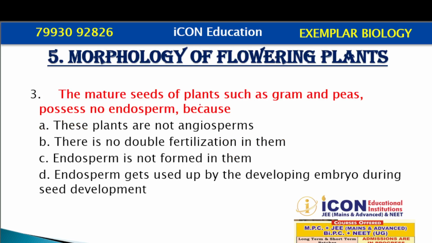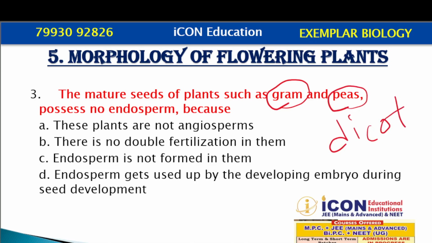The mature seeds of plants such as gram and pea possess no endosperm because, see, gram and pea both belong to dicot plants. So in dicot plants, the endosperm will be used by the developing embryo. During seed development, the embryo will be using the endosperm. This is there in option D, that is endosperm gets used up by the developing embryo during seed development.